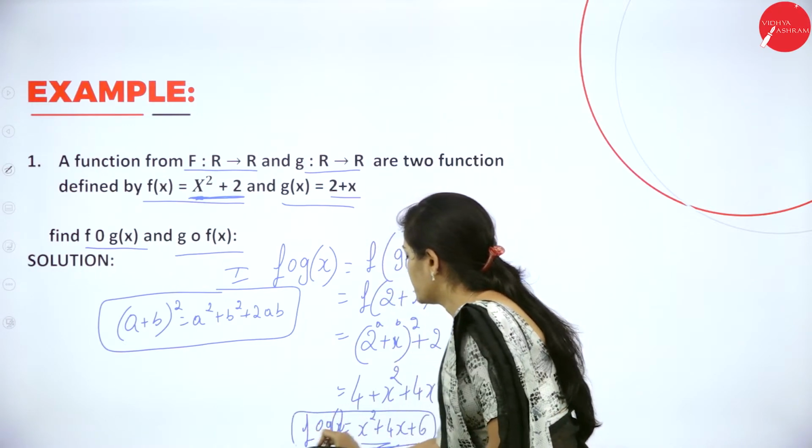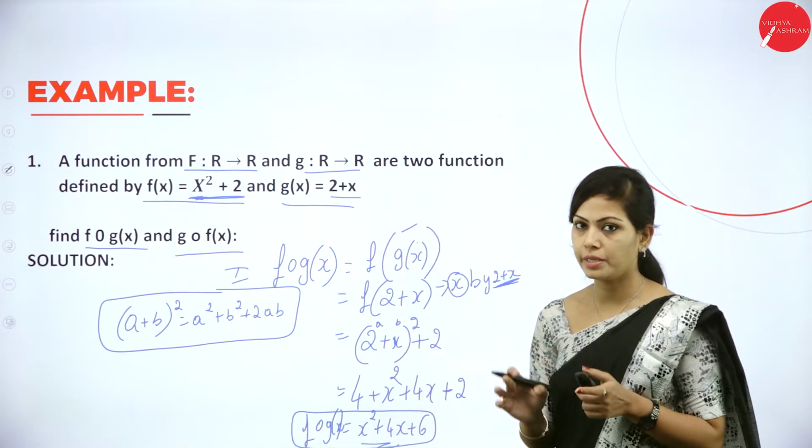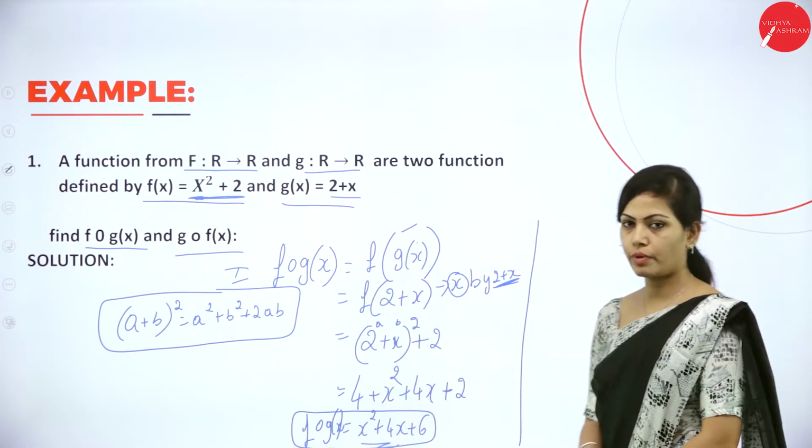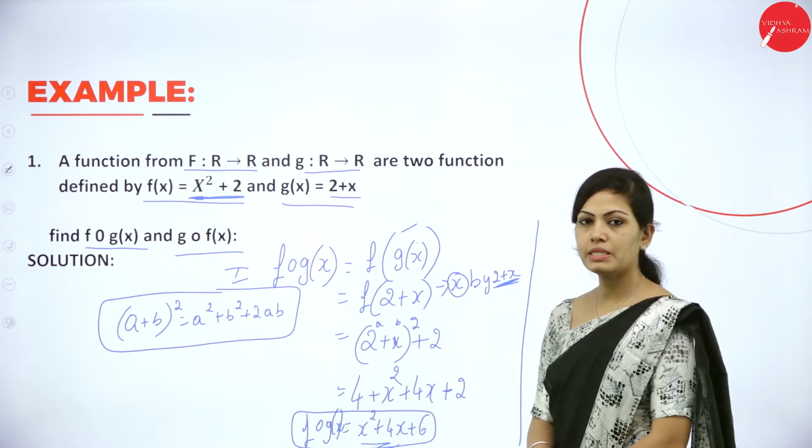It is a very simple concept. Substitution is very important in functions. So this is the fog x value, x square plus 4x plus 6.